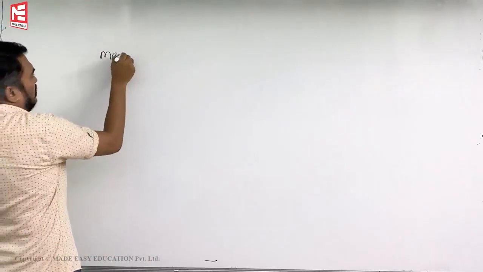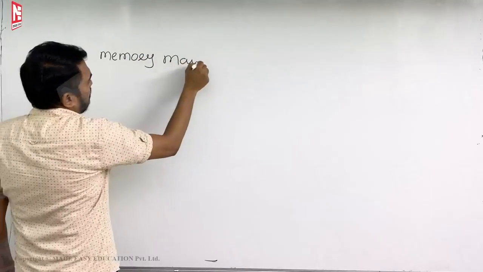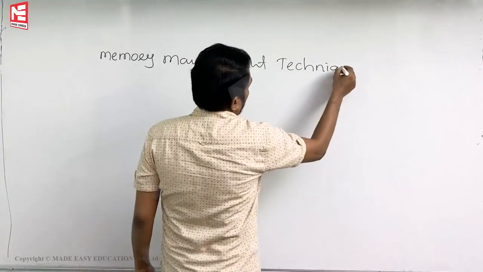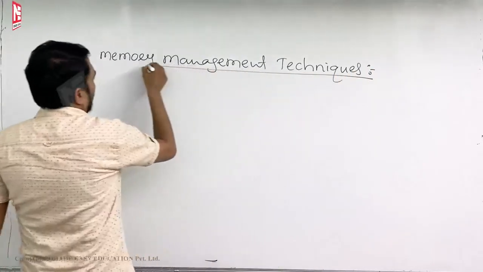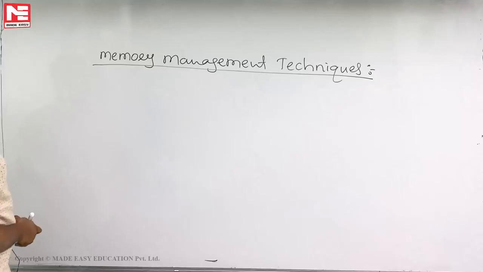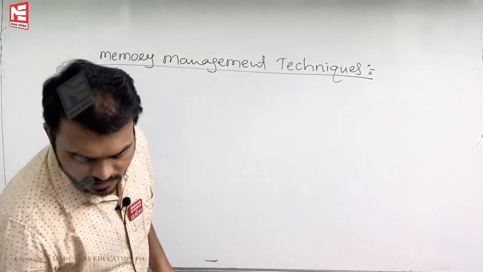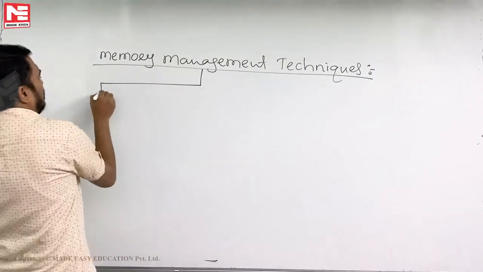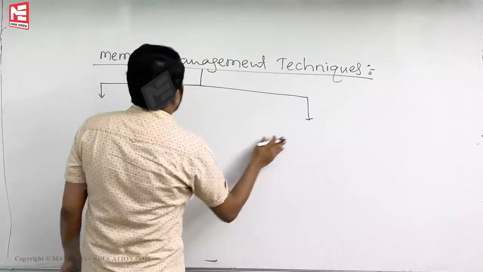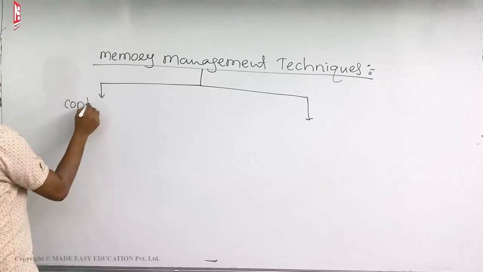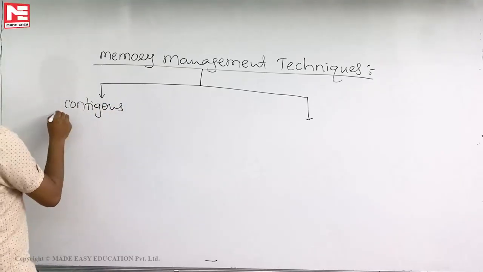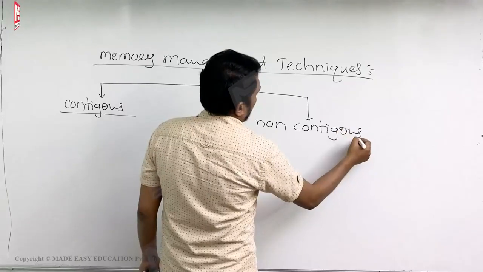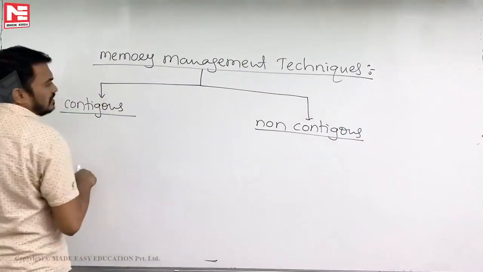Note down: memory management techniques. Listen carefully, just note down, copy first. Memory management techniques are categorized into two types. One is contiguous and the next one is non-contiguous.